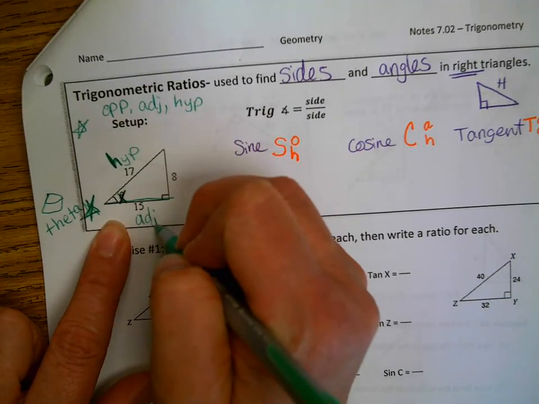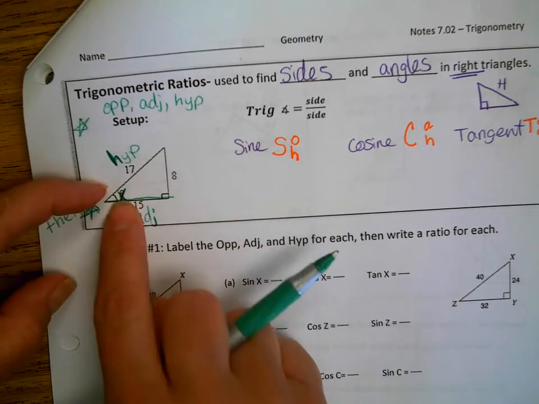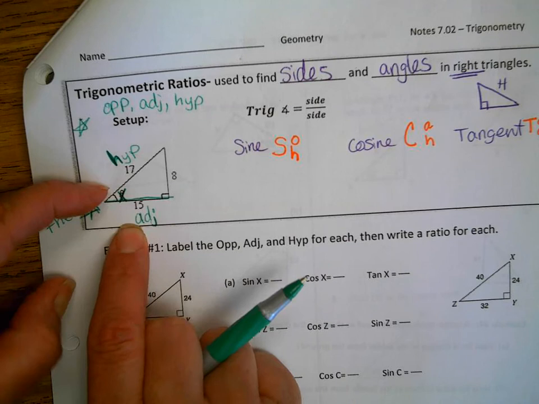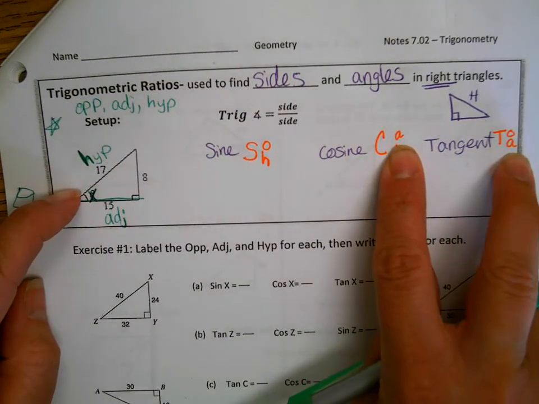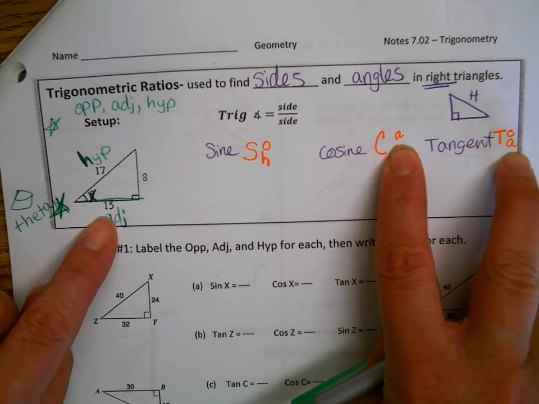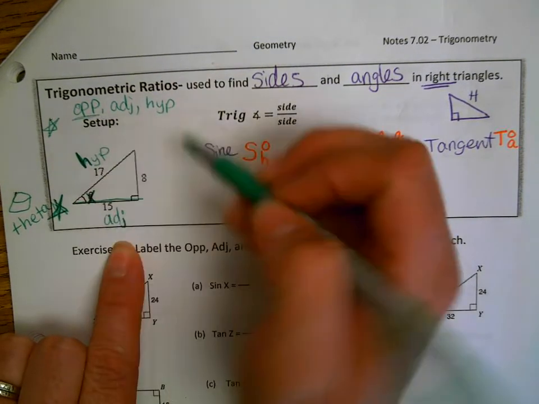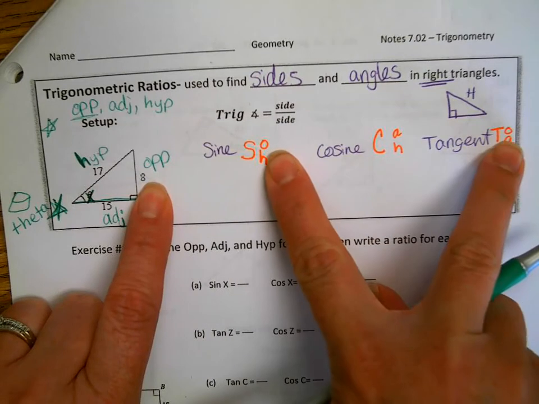So things that are adjacent to each other are next to each other. So this side of 15 is next to the angle X. It attaches to it. So the adjacent side, wherever we see an A in this acronym, SOH-CAH-TOA, we put that 15 in. And if that's the adjacent and that's the hypotenuse, our opposite side is the 8. So wherever you see an O, we're going to put the 8.